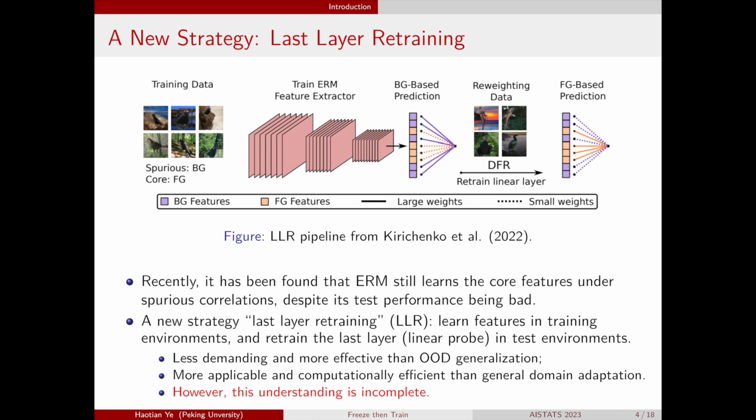Compared with other settings, LLR has its own advantages. First, it is less demanding and more effective than out-of-distribution generalization, where you are not allowed to use any samples from the test environments. In addition, it is more applicable and computationally efficient than general domain adaptation, because here you only need to fine-tune the last layer, which you can do on a single CPU. However, as we will show below, our understanding of LLR is incomplete, and it is not as sweet as we initially thought.